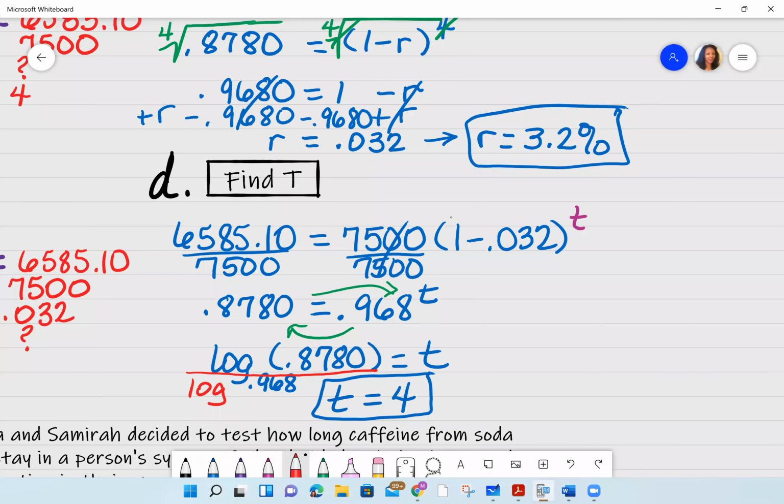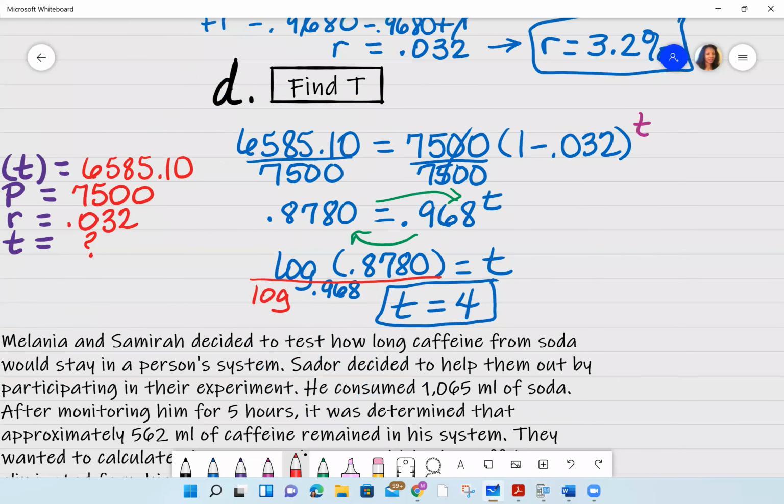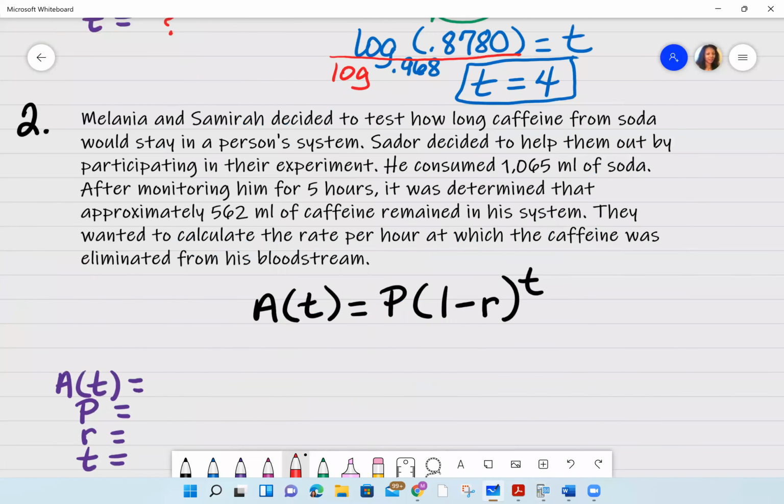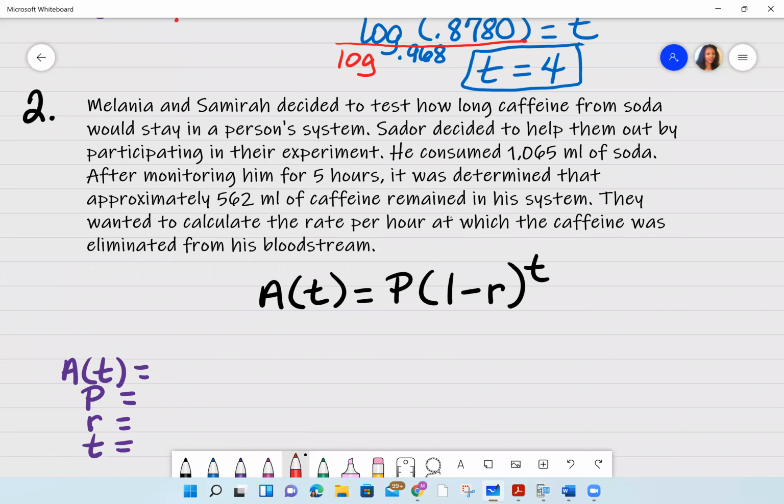That's what you'll have to do. Okay, this is the last example. Melania and Samir decided to test how long caffeine from soda would stay in a person's system. Sador decided to help them out by participating in their experiment. He consumed 1,065 milliliters of soda. After monitoring him for 5 hours, it was determined that approximately 562 milliliters of caffeine remained in his system. They wanted to calculate the rate per hour at which the caffeine was eliminated from his bloodstream.